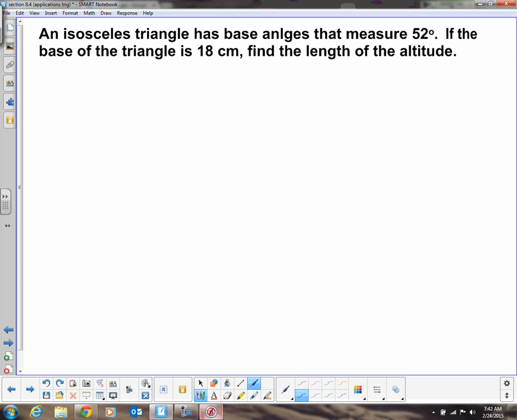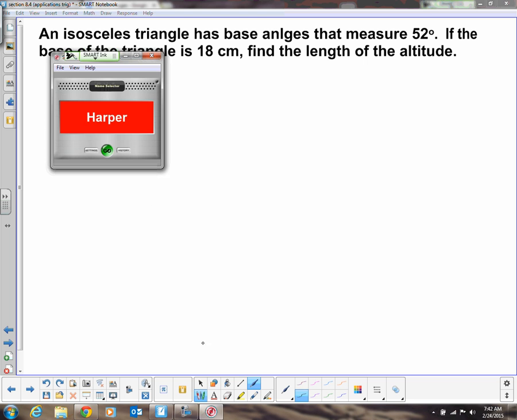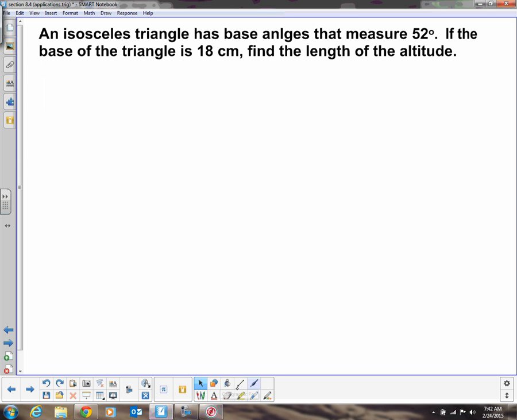Okay. So to start this one, what do you think we're going to need to do? What will we draw first? I can't get this to go. There it is. Travis? What do I need to draw first? What does it say?